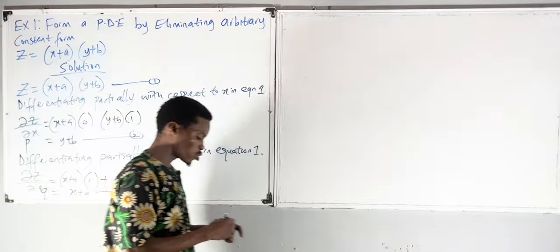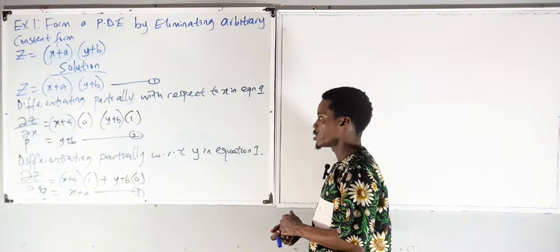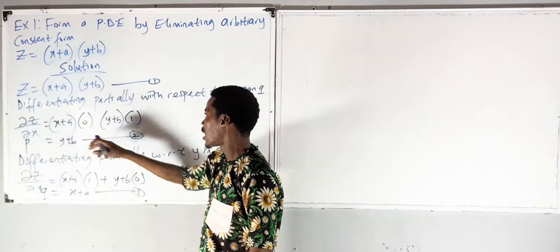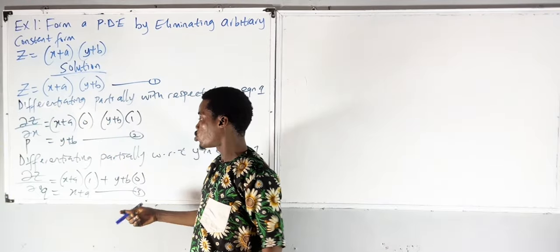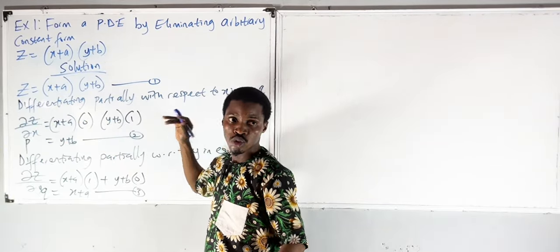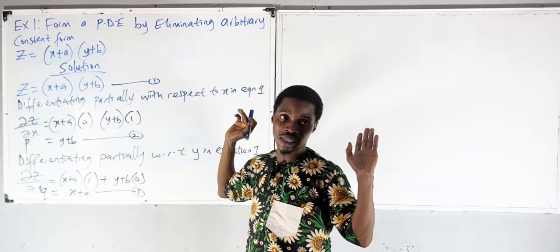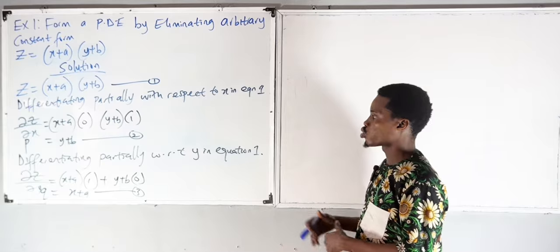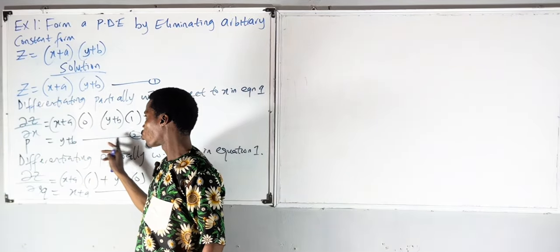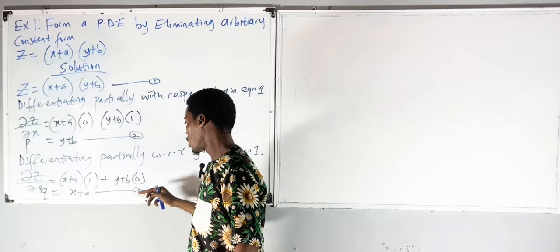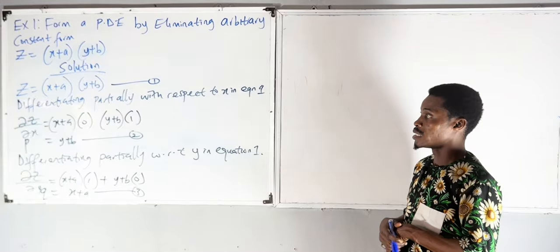So let us consider the given relation. We have x plus a there and y plus b. You can see from equations 2 and 3 that I can put y plus b as p, because we don't want a and b to show again in that equation. We don't want a and b because they are arbitrary constants. So in equation 2, I have y plus b as p. I can substitute equations 2 and 3 into equation 1, so that we are not going to have the arbitrary constants in the given relation.